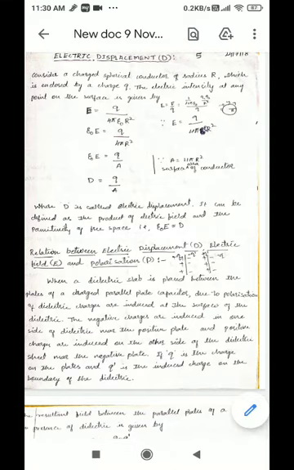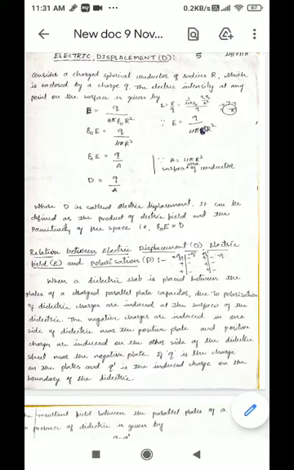Now epsilon naught comes to the left side, that is epsilon naught into E equal to q divided by 4 pi r square. Now we can write this equation as epsilon naught into E equal to q divided by A, because A is the surface area of the spherical conductor, that is 4 pi r square. So instead of 4 pi r square, I will write A. So the equation becomes epsilon naught into E equal to q divided by A. Now I can write D equal to q divided by A, charge per unit area.